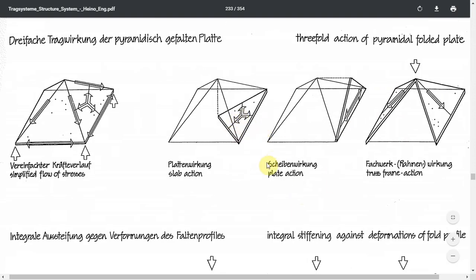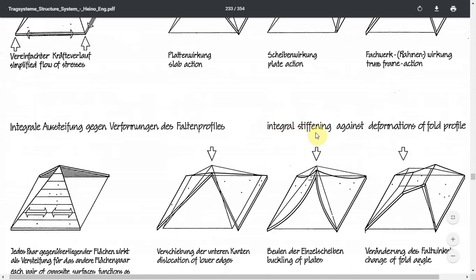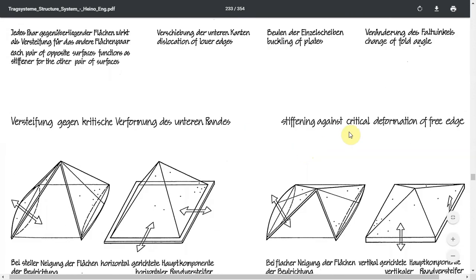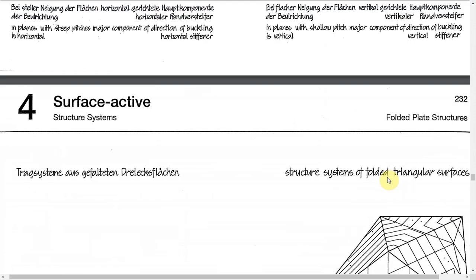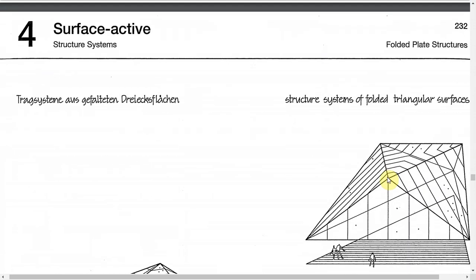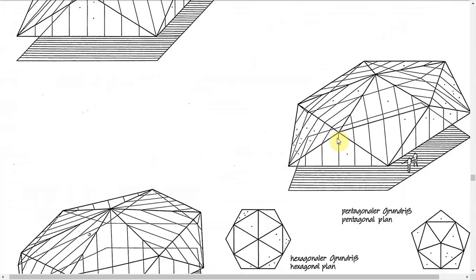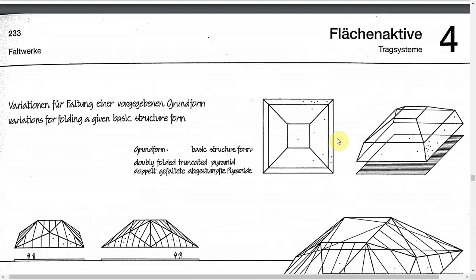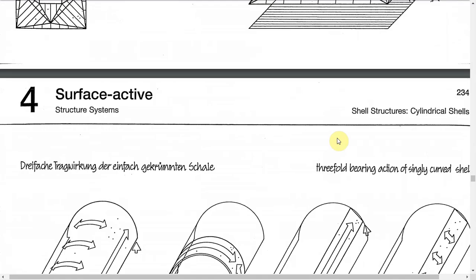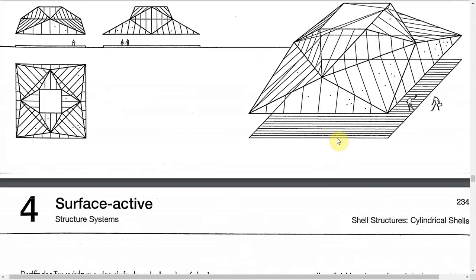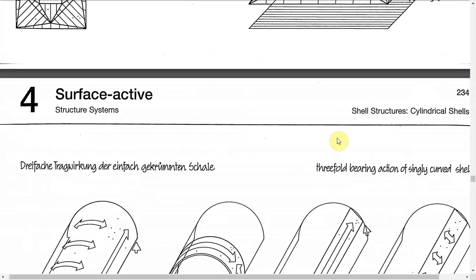What are the different actions it is subjected to? The integral stiffening against the deformation of the folded profile, and then stiffening against the critical deformation of free edges, right? Now, so that is the end of the folded plate systems. Now, in the second lecture we will cover the shell systems.